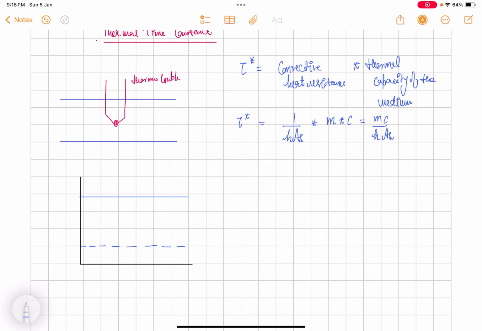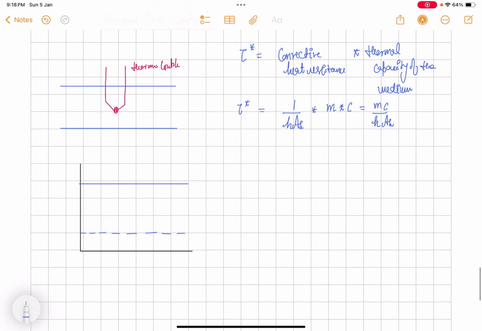All right, so by seeing this relation we can have so many inferences. If we write m as rho times the volume of the body, and c as it is, and in the denominator h times As, then volume by surface area, we all know, is the characteristic length. So we can write rho c times Lc, where volume by surface area is Lc, the characteristic length of the body, and the denominator h as it is.